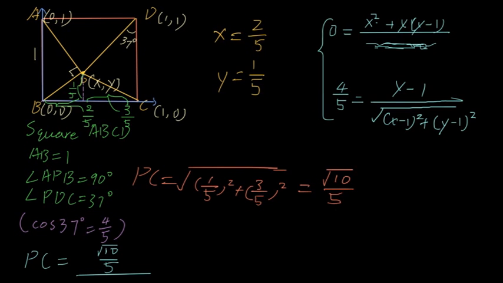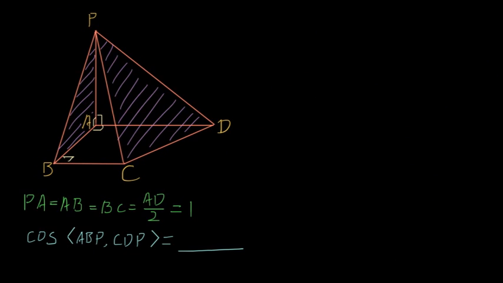I actually have another one that is three-dimensional. So we have this shape with a lot of right angles, and we have PA equals AB equals BC equals AD over 2, that is equal to 1. So we can mark AD as 2, and the others 1, 1, 1. It seems pretty simple, but what I ask of you is the cosine value of the angle between planes ABP and CDP.